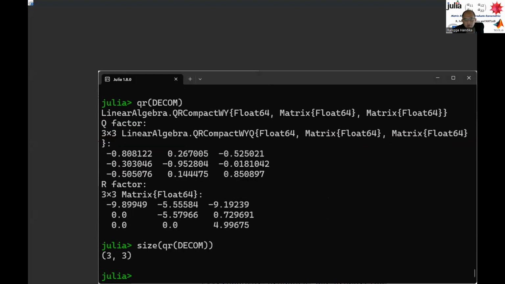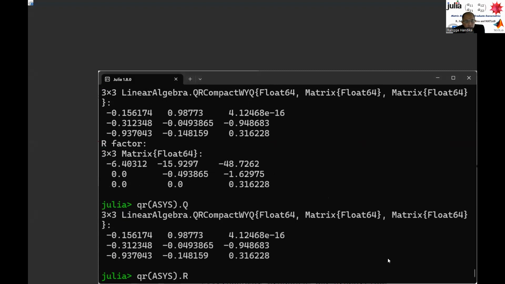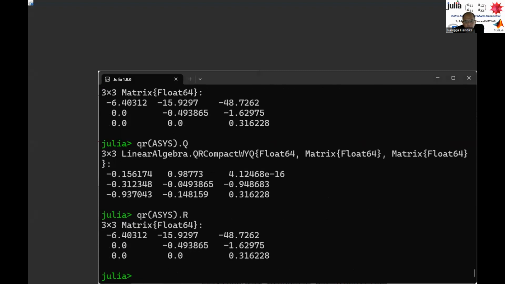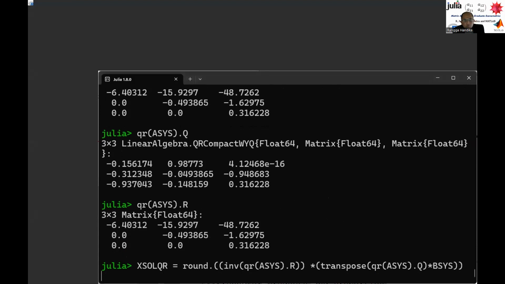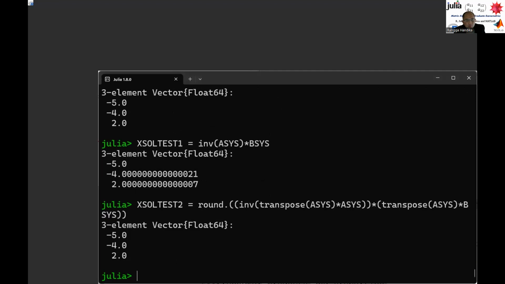Okay, so let's try to solve using the Cholesky. There are minor variations, but the first is the transpose of Cholesky multiplied by the lower. In principle, it's similar. You get the same. But for QR, you need to decompose Q and R, and then the solution is the inverse of the R component, and then the transpose of Q and then P. You get the same result. You can test if you want. Let's test the solution.